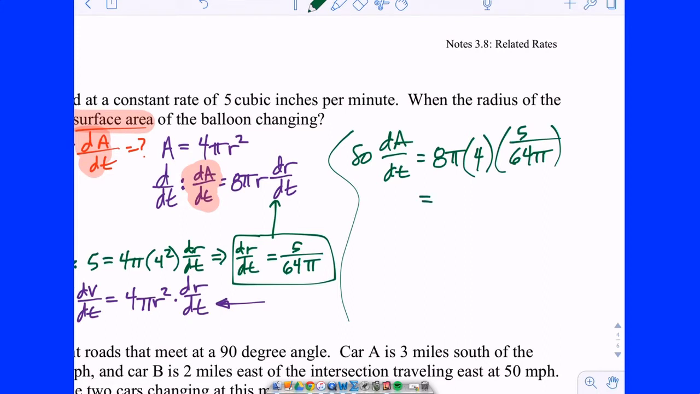Notice I get a 32 pi, and then divided by a 64 pi, that gives you a 1/2 times 5 is 5/2. So the number turns out to be pretty nice. And of course, once you get 5/2, you didn't have to track your units all the way through. You can just look at units of area over units of time. We're talking about inches squared per minute.